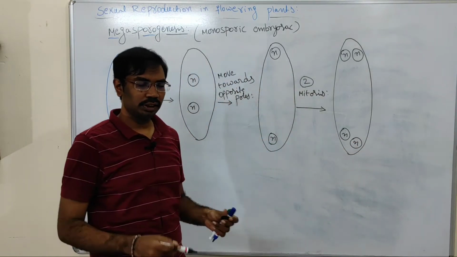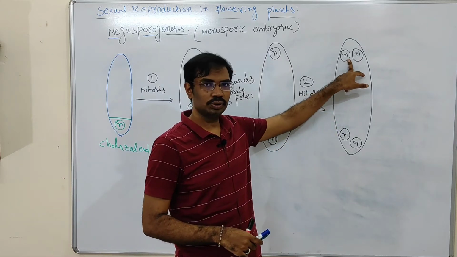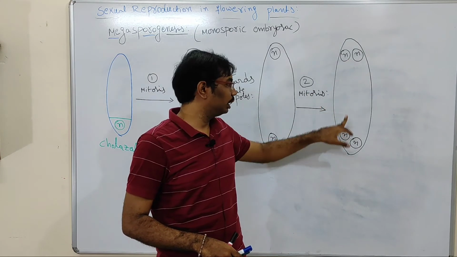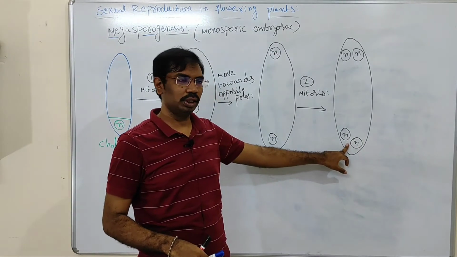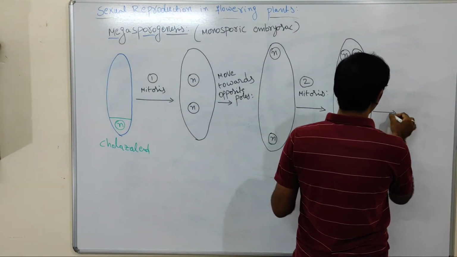So 2 nuclei created at each end, totally 4 nuclei. Each end contains 2 nuclei. So this end contains 2 nuclei, and this end also contains 2 nuclei. Again another mitosis.